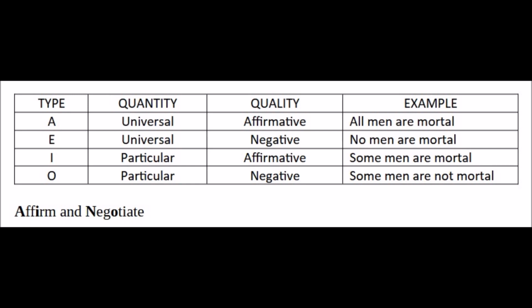Given that they can be universal or particular, affirmative or negative, we now have four possible combinations that we name after the first four vowels of the alphabet. For memorizing, notice that the first two type letters are the universals, and they are also the first two vowels in the alphabet. And as for the quality, affirm contains both A and I, and nego contains both E and O.